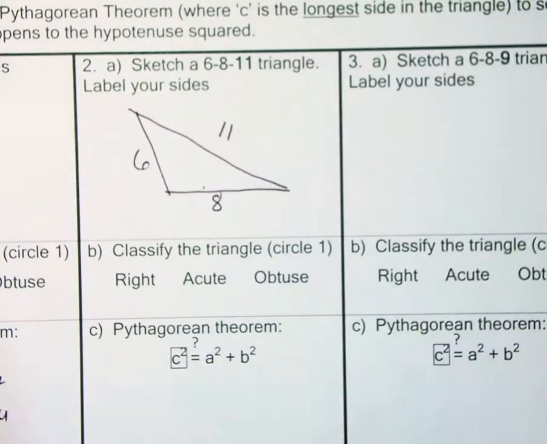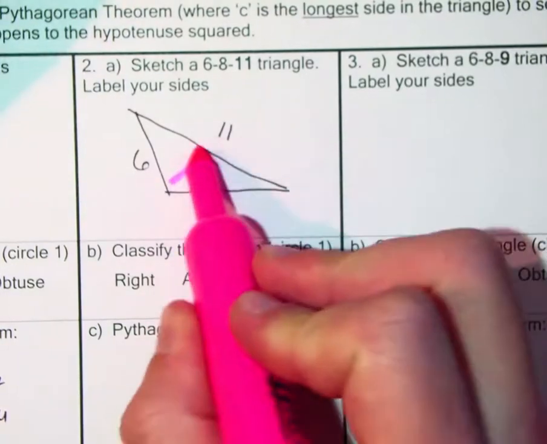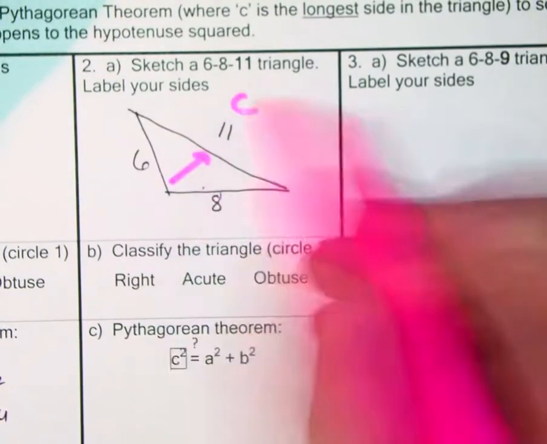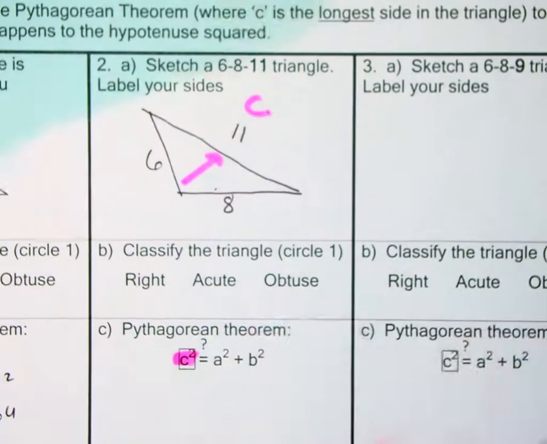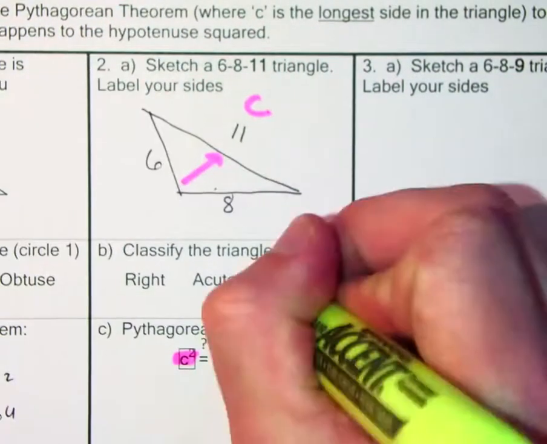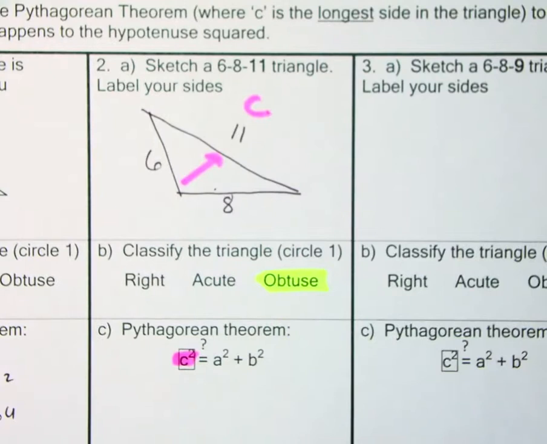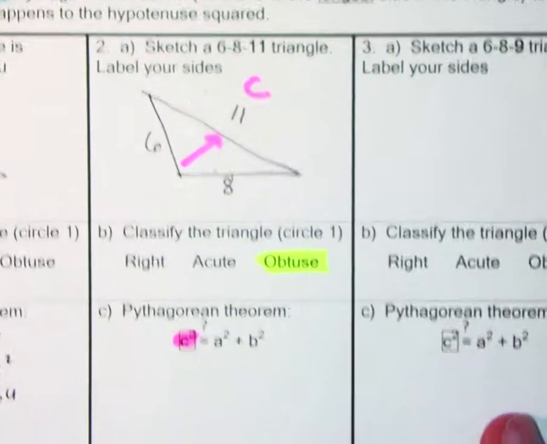So keep doing the annotations. That right here would be your c. And I think it's going to be obtuse. I'm not sure, but that's my conjecture, my educated guess, because I had to make that longest side even longer.